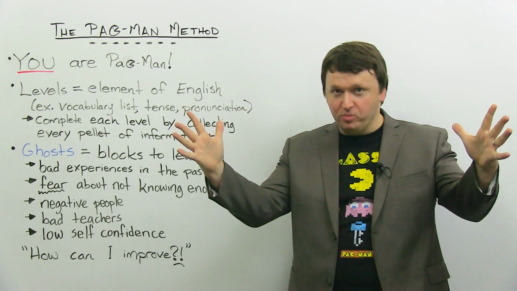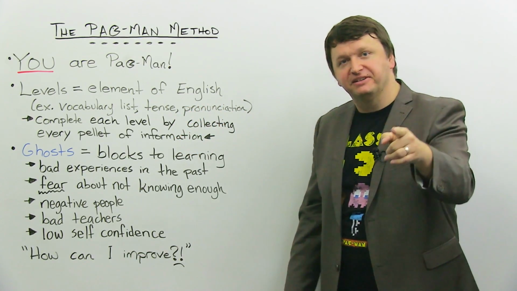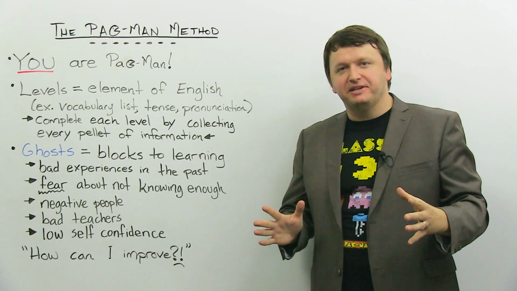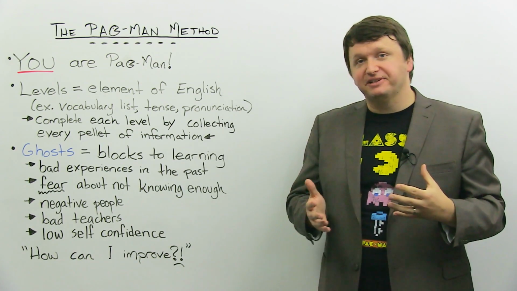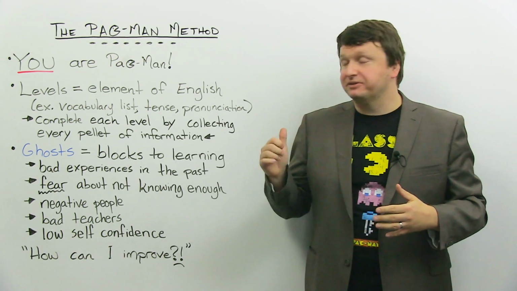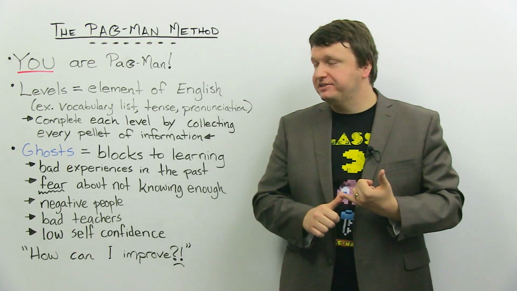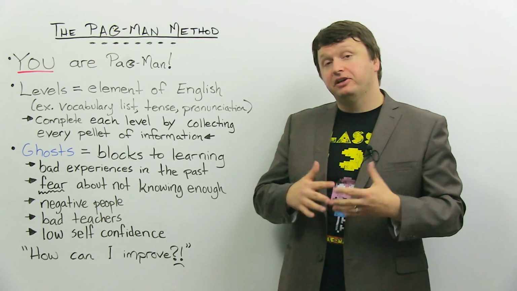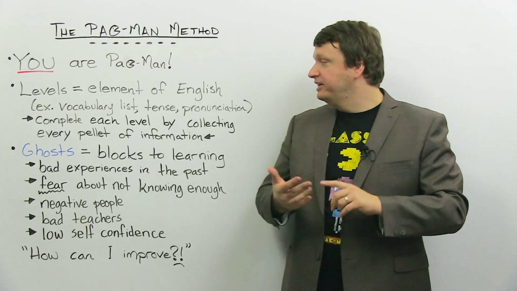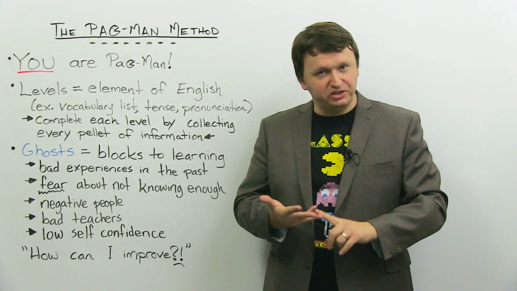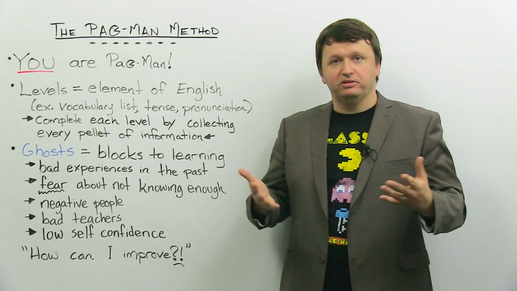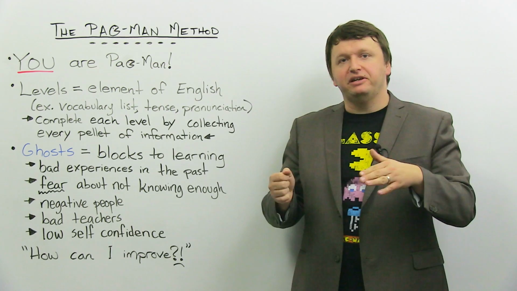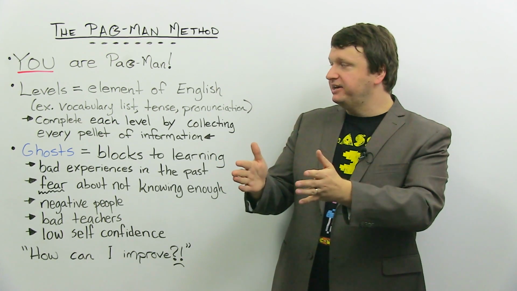Now imagine for a moment, you are Pac-Man. Every level, every maze in Pac-Man represents an element of the English language that you have to learn. So a Pac-Man maze could represent an academic vocabulary list that you're trying to learn. It could represent a grammar tense, or a pronunciation point that you are currently studying. For example, a maze could be the present continuous tense, or how to use will in many contexts.